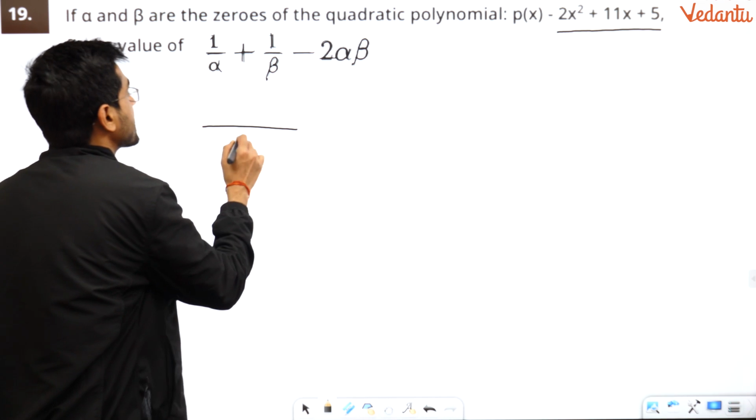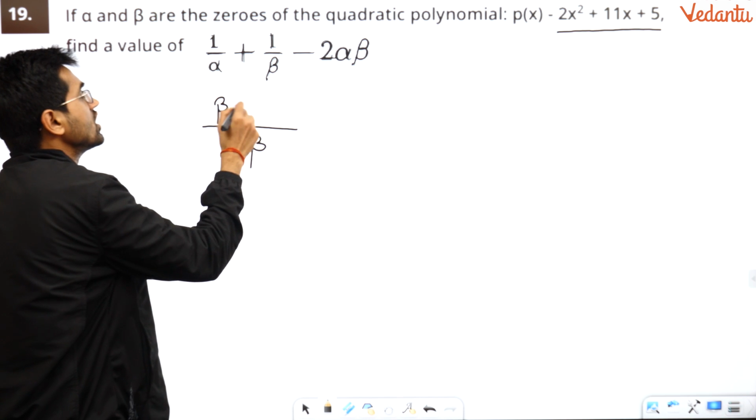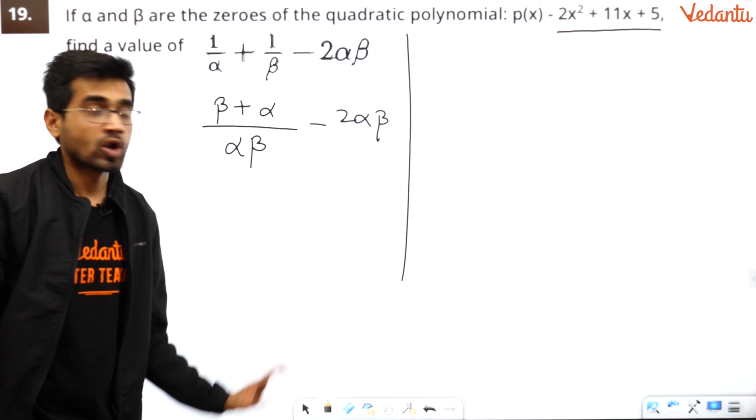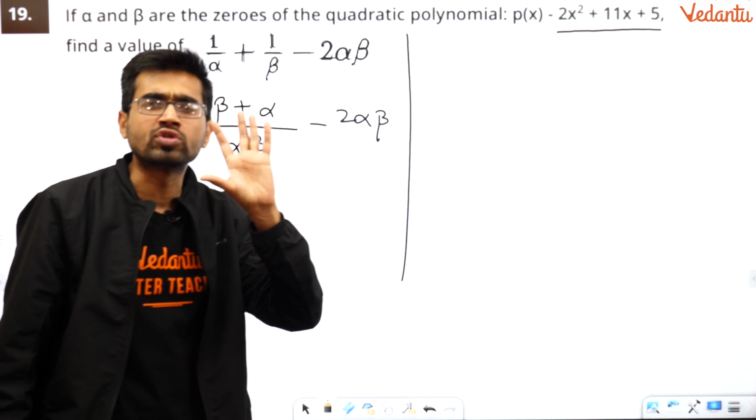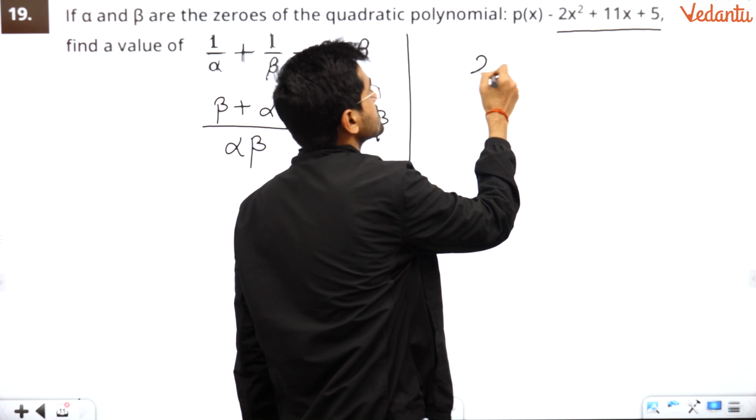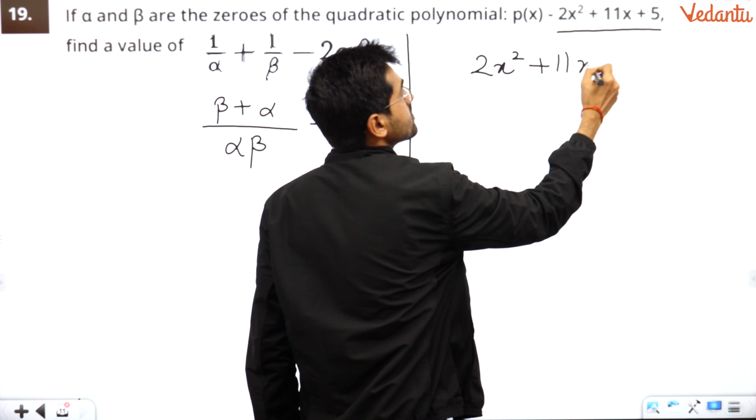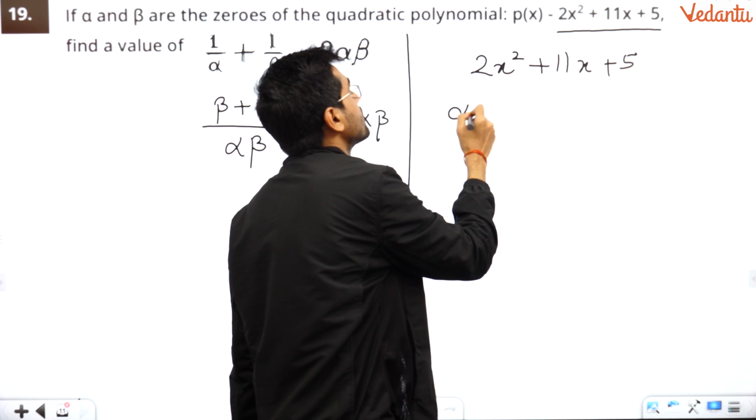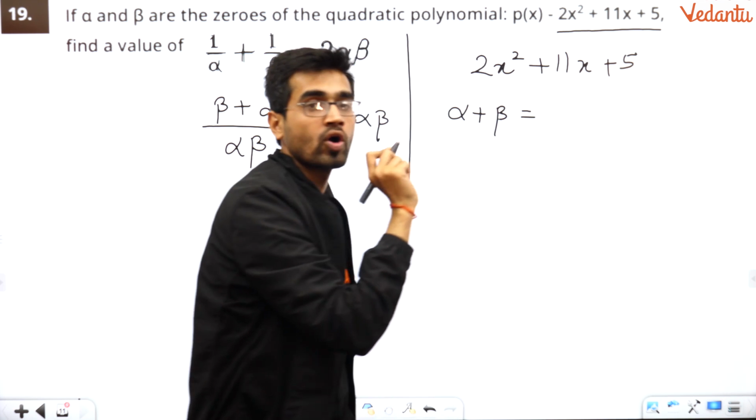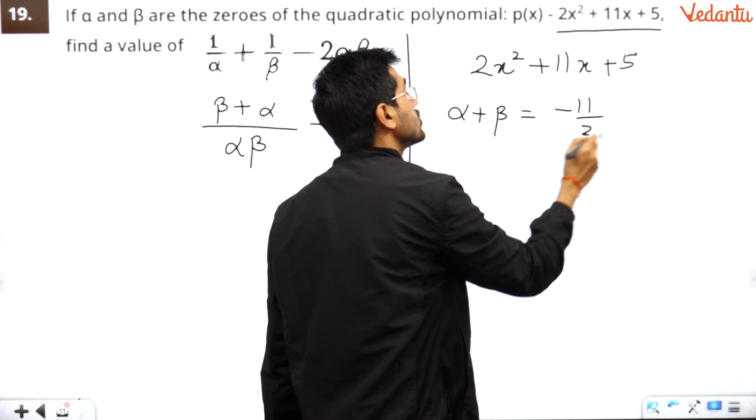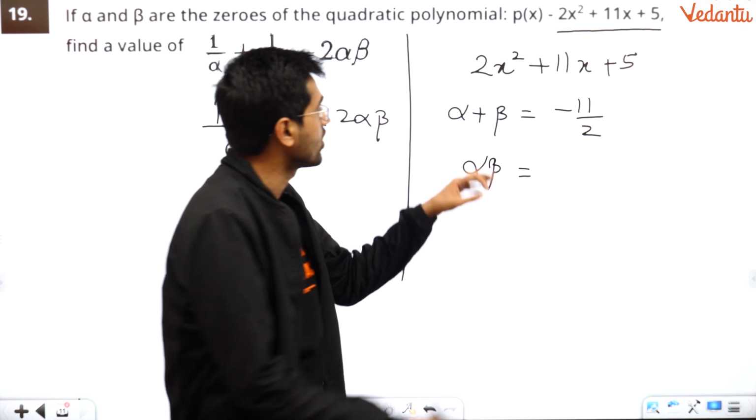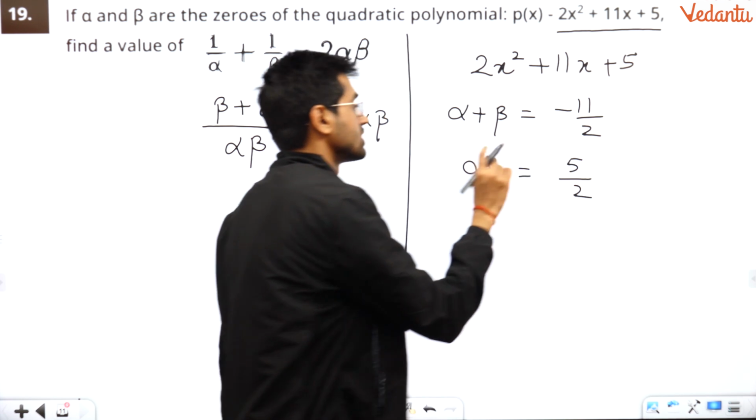Trust me. Why? Because take the LCM alpha beta. You have beta plus alpha minus 2 alpha beta. Done? Now do not change anything. Do not do anything to them. Just see. This is p(x), 2x squared plus 11x plus 5. So what is alpha plus beta? Minus b upon a, which is minus 11 upon 2. What is alpha beta? It is c upon a. So 5 upon 2.